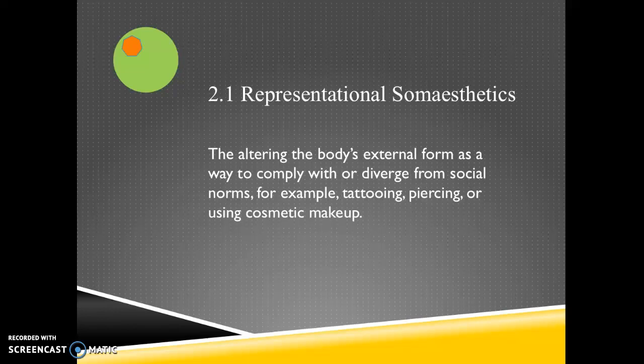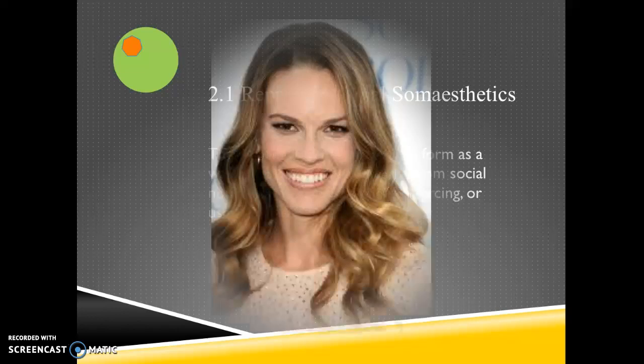Representational somaesthetics is the altering of the body's external form as a way to comply with or diverge from social norms. For example, tattooing, piercing, or using cosmetic makeup. In theater, representational somaesthetics may be applied to the practice of altering the external appearance through costume, makeup, or hairstyle as a means of changing or enhancing a character's physical traits.